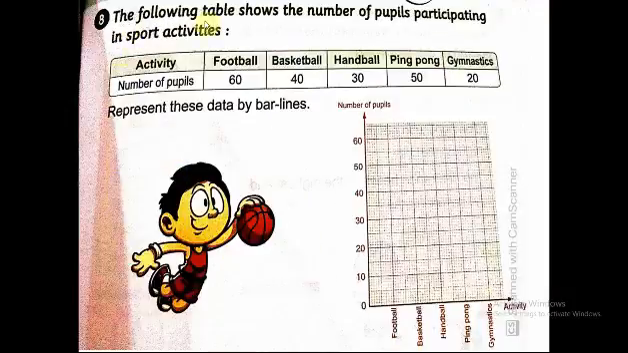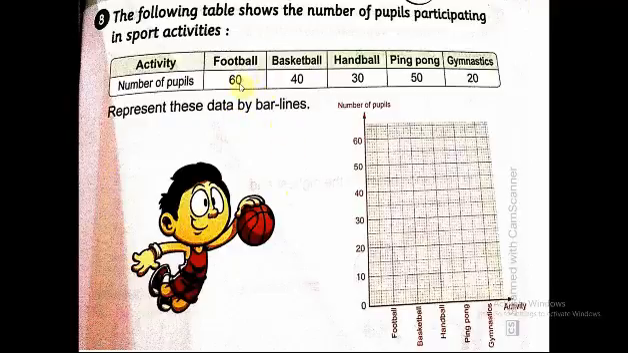The last question. The following table shows the number of pupils participating in a sport activity. I have the activities here: football, basketball, handball, ping pong, and gymnastics. The number of people: football 60, basketball 40, handball 30, ping pong 50, gymnastics 20. Represent this data by bar lines.